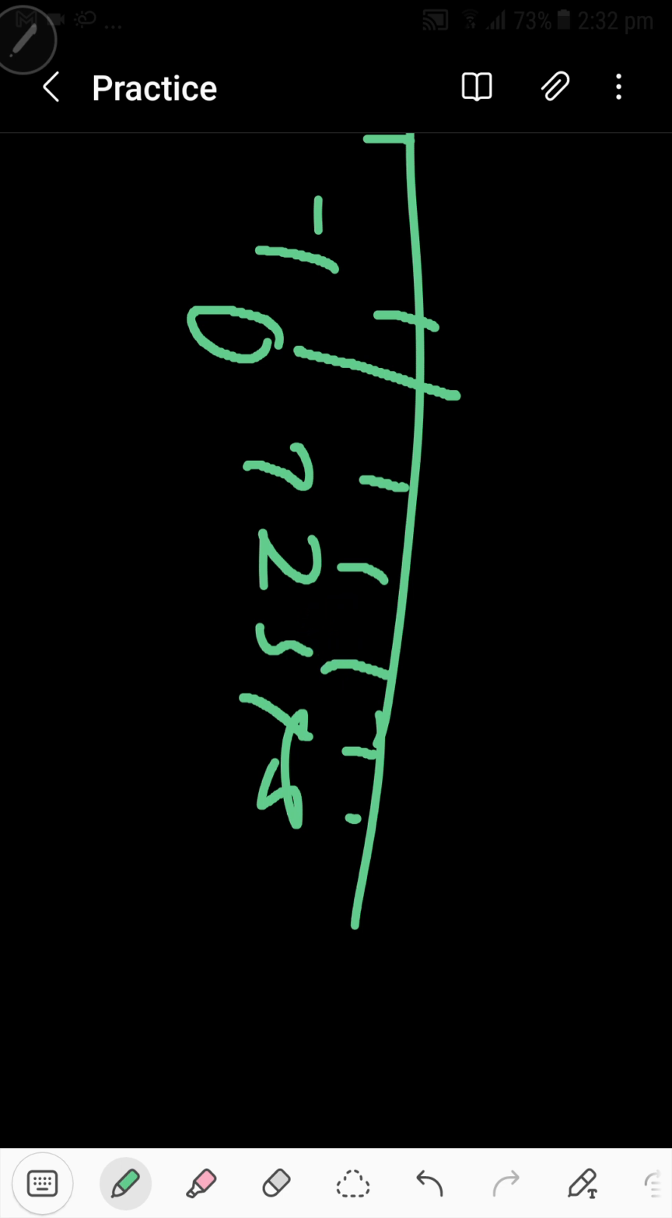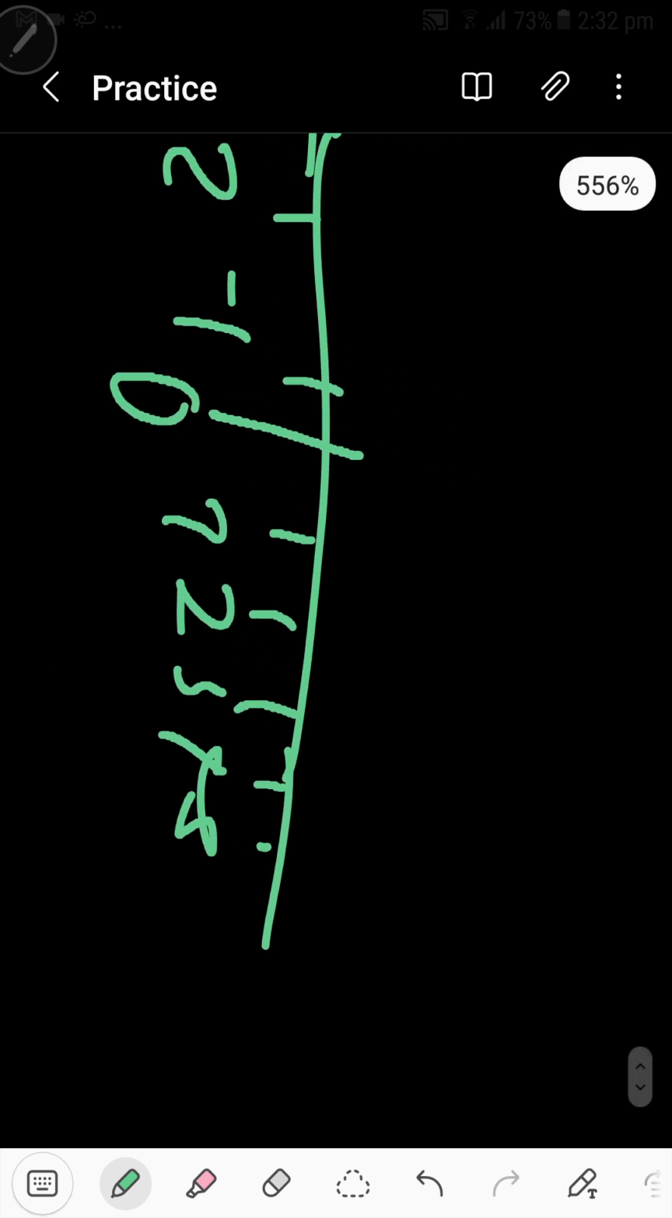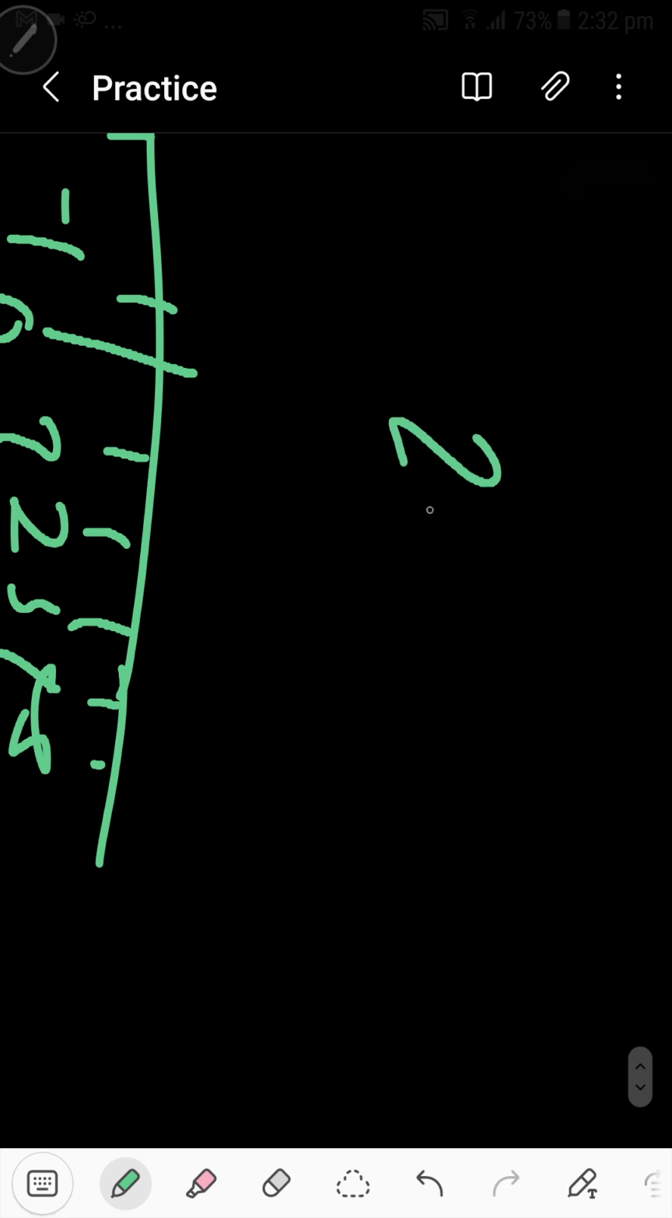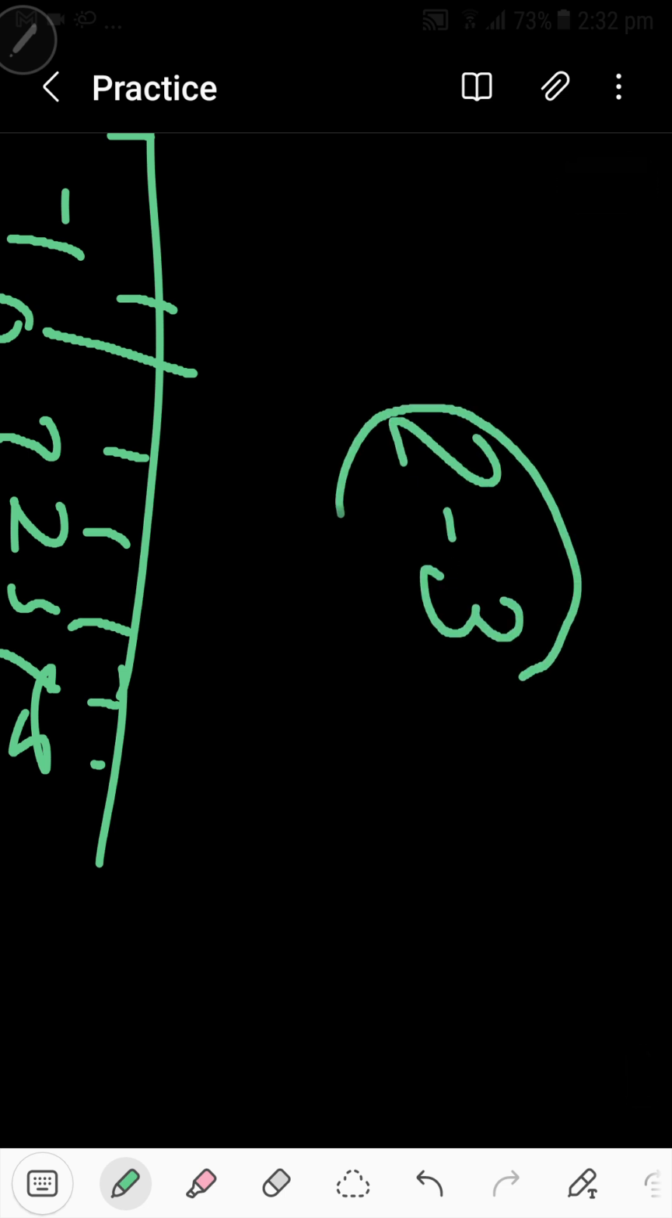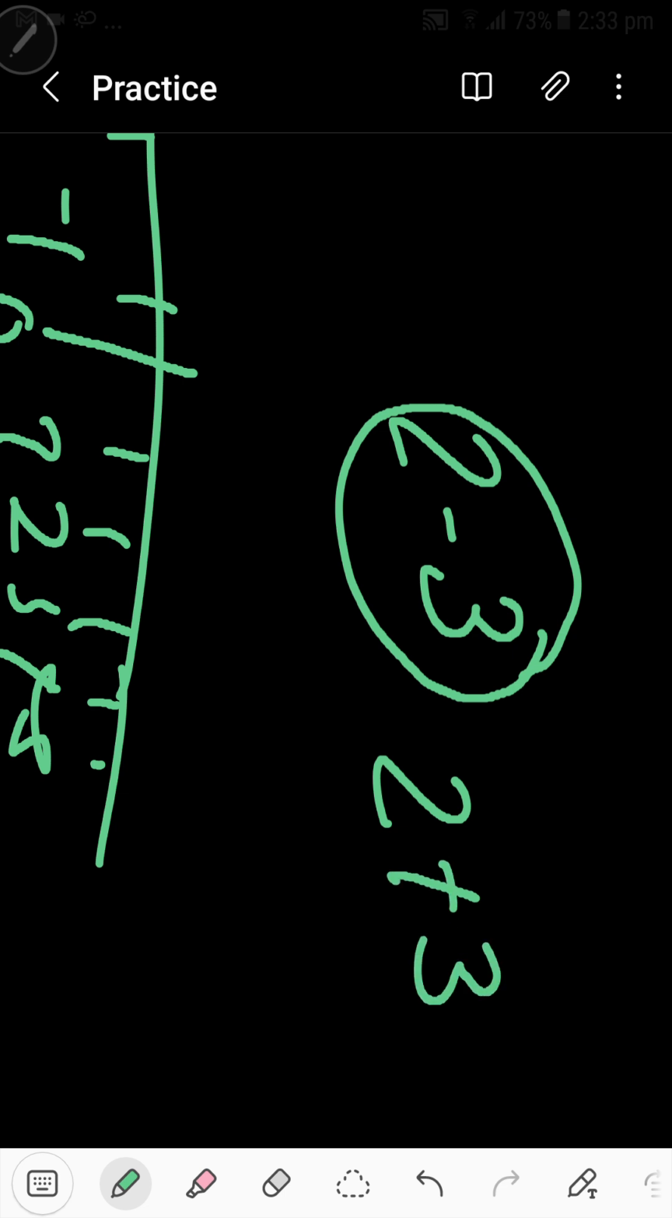Let's say our number is 2 minus 3. Previously, 2 plus 3 was very simple. We start at 2, plus means going right, so 1, 2, 3, and we landed on 5, and 5 is the answer. Now here is the opposite thing. There are two signs here, plus and minus.